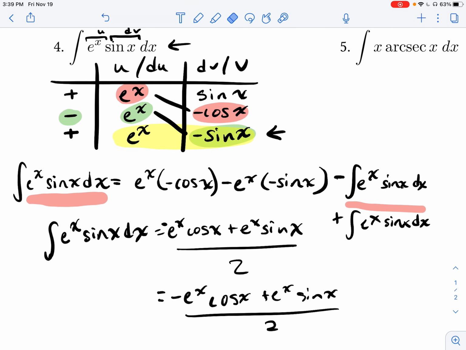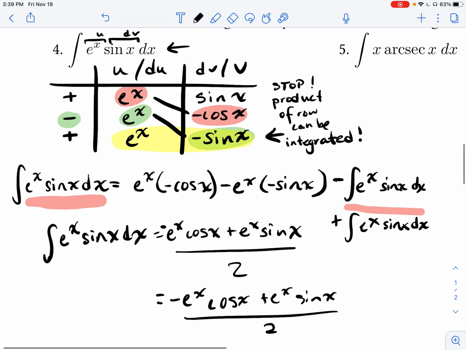Honestly, had we just not approached this problem using the tabular method, you could see that a little bit more clearly algebraically. But I do want to highlight that if we were to use that tabular method in this repeated integration by parts, you know when to stop. One way to know when to stop is when the product of your row can be integrated. So when the product of your row can actually be integrated, then you stop and just simply integrate that row.